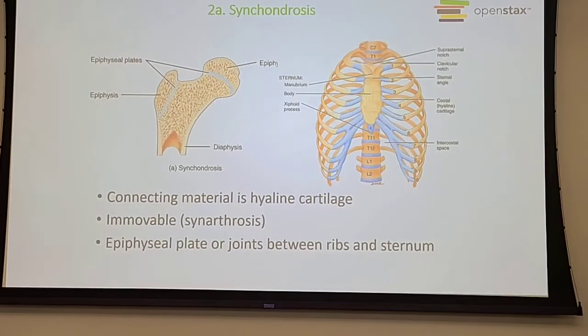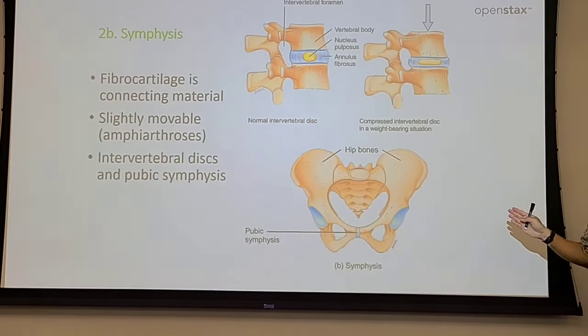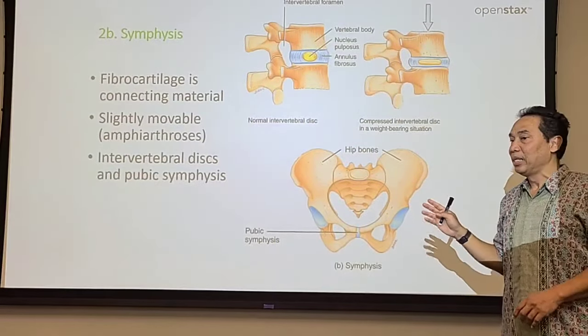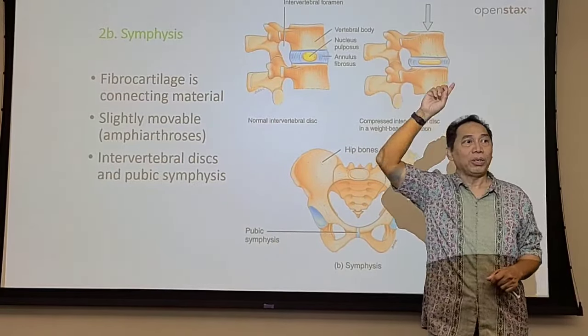Right, next. Also in your nose actually, you have hyaline cartilage connected to this bone. Right? That's also synchondrosis. Can you move your nose? Not really. Because this is synchondrosis, which is synarthrosis. Okay? I'm using the scientific name now. Make sure you get it. Right, now, look at this one. This is the second type of cartilaginous joint, which is connected by the hardest cartilage. What do you call the hardest cartilage?